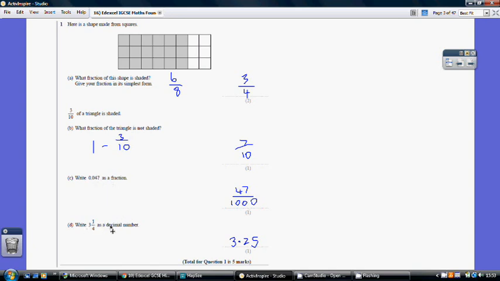Write 3 1/4 as a decimal number. Well, again, I would rely on your calculator if you can't just do this by sight. Using the mixed fractions button, put 3 1/4 in, and then press the equals, and it will give you, or the S-D button, I forget which, and it will give you 3.25.